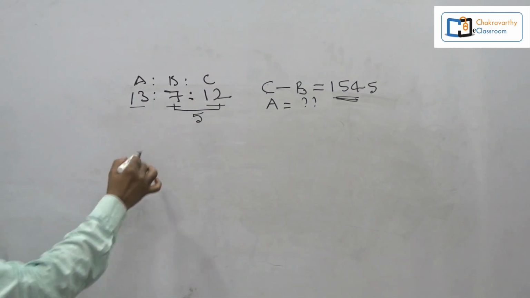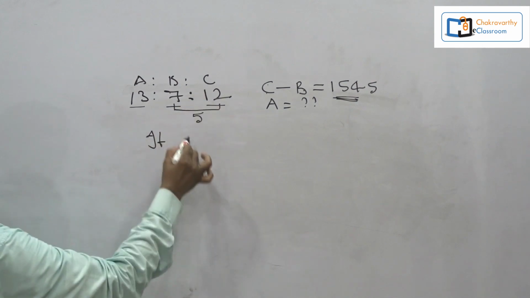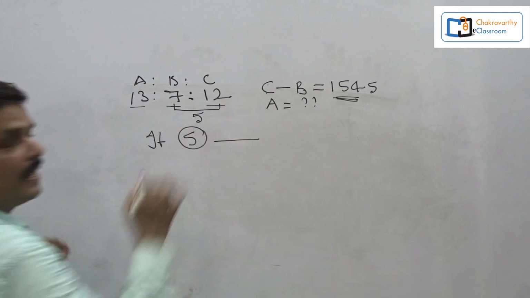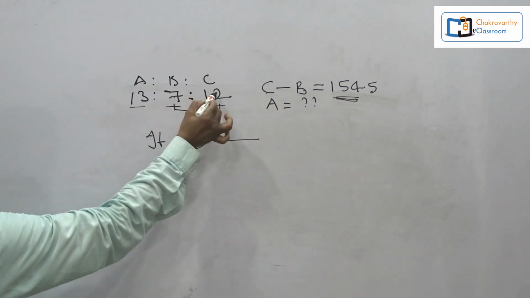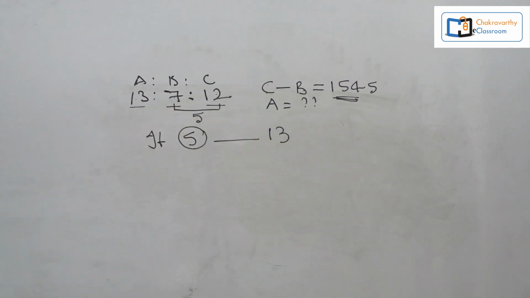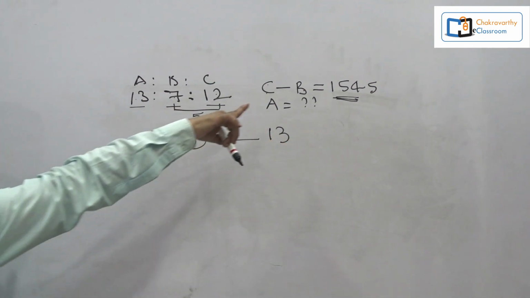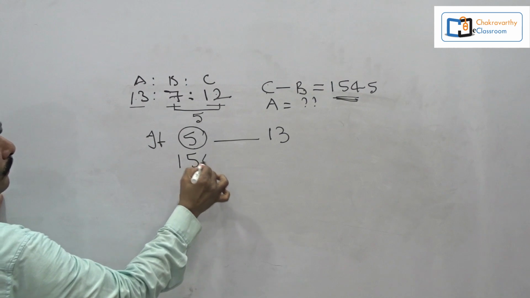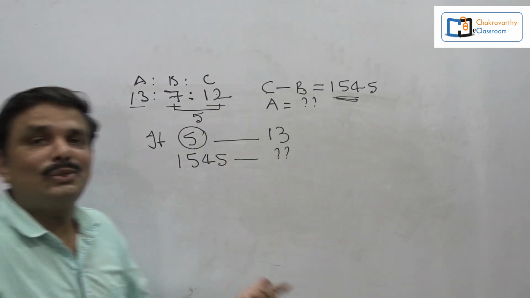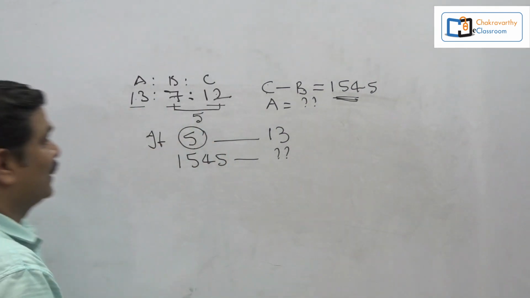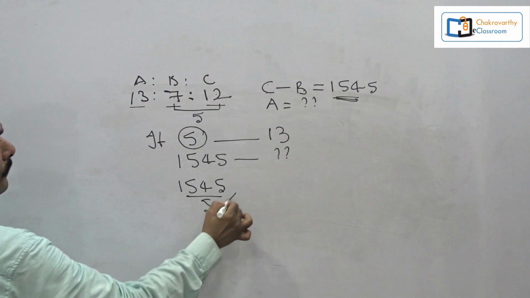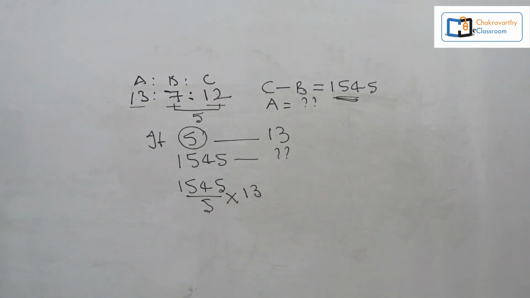Now the unitary method, what is that one? If the difference between B and C is 5 rupees, the question is based on A. If the difference between B and C is 5 rupees, A's income is 13 rupees. Then if the difference between B and C is 1545, what is the income of A? That's it. This is the unitary method. Simply you can say that should be 1545 divided by 5 into 13. Just go for the simplification.